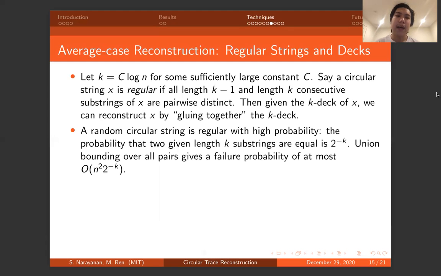The probability that a string is regular is going to tend to 1, provided we have a high enough constant factor in front of the log n. The probability that any two given length k substrings are equal is 1 over 2 to the k, and we have O of n squared possible pairs where they can fail, so we can union bound over all of those pairs. This gives a failure probability of O of n squared over 2 to the k, which we can make small enough by taking k to be c log n, where c is sufficiently large.